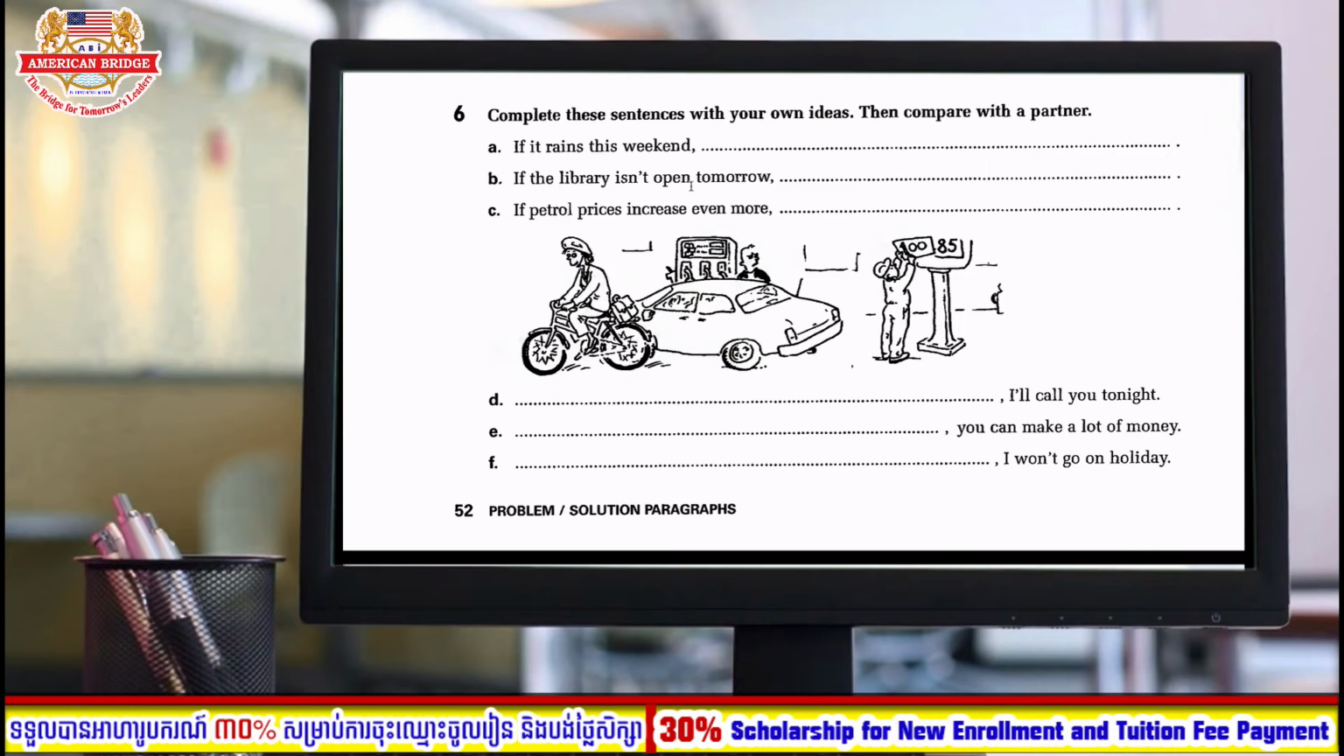If the library isn't open tomorrow, what happens? Okay, whether it's a problem or a solution. If the library isn't open tomorrow, we don't know where to read books. So we talk about the problem, right? Or if the library isn't open tomorrow, we can stay at home to relax, which is the solution, because we talk about the good thing, right? If petrol price increases even more, it is the problem, right? If you need to pay a lot of money, so you need to do what? Ride a bicycle. Okay, so these are good examples of how you can use conditional sentences in order to talk about the problem and solution.